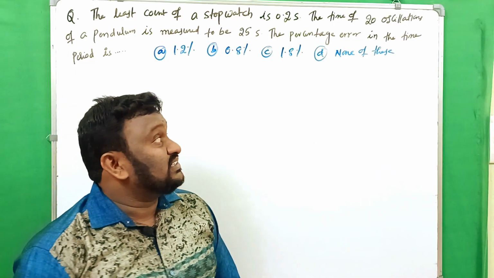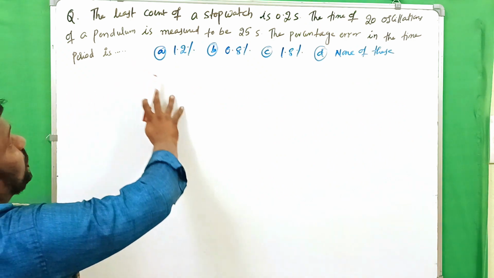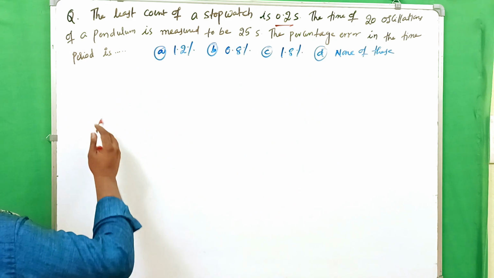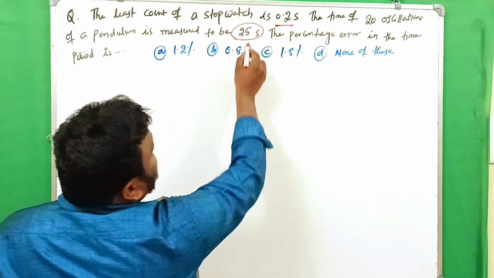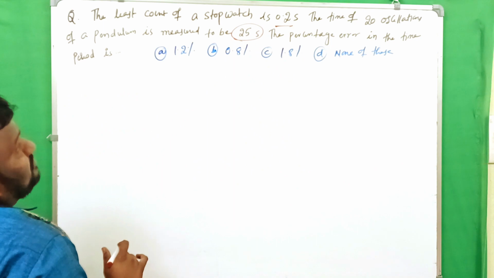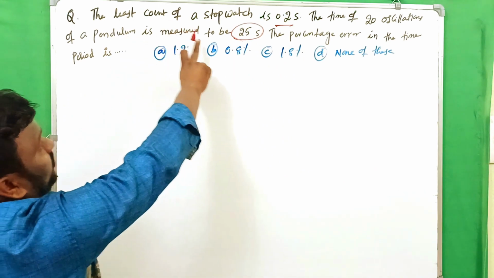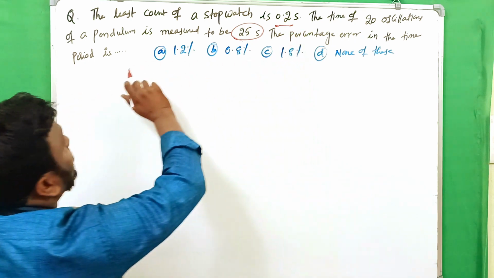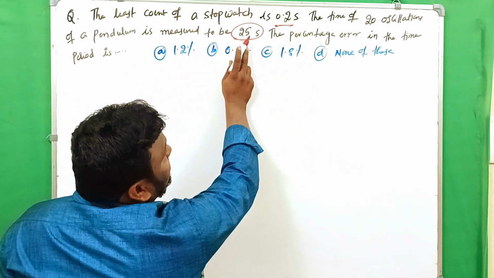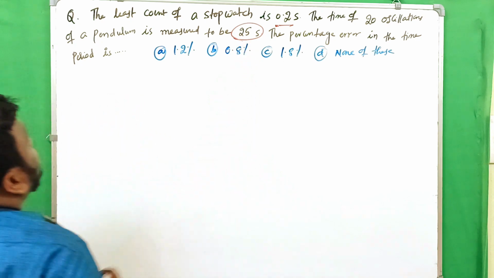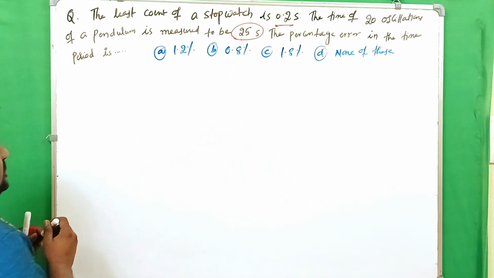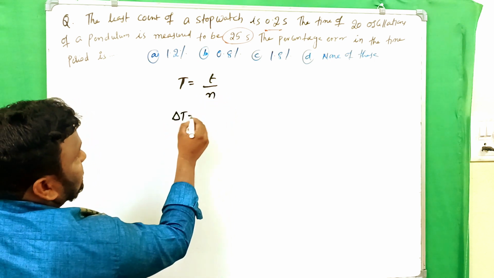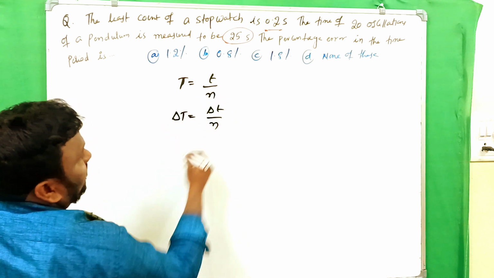See the next problem, a different example. The least count of a stopwatch is 0.2 seconds. The time of 20 oscillations of a pendulum is found to be 25 seconds. The percentage error in the time period is? The least count is 0.2 seconds. In this case we can write T equals t by N, then delta T is equal to delta t by N.